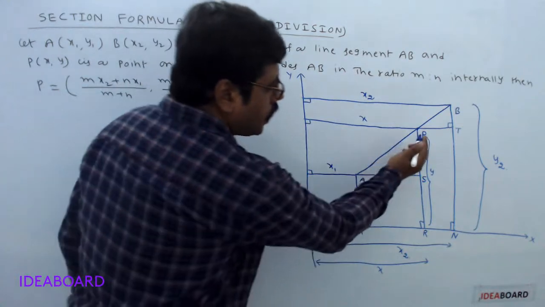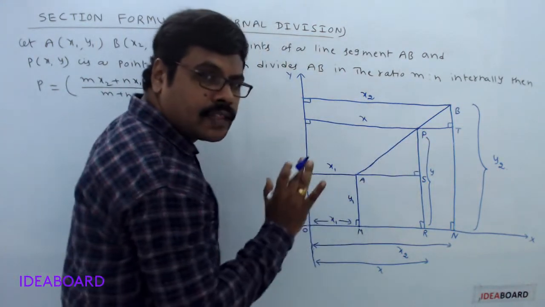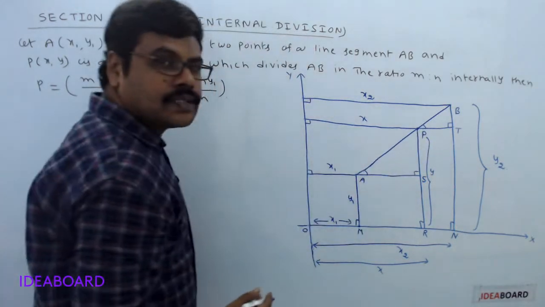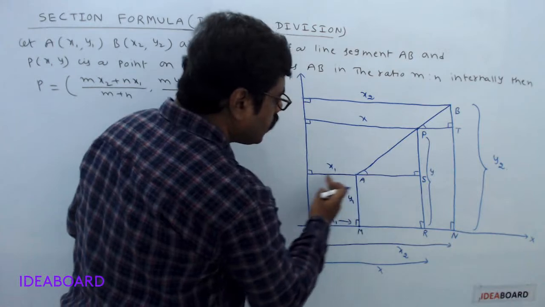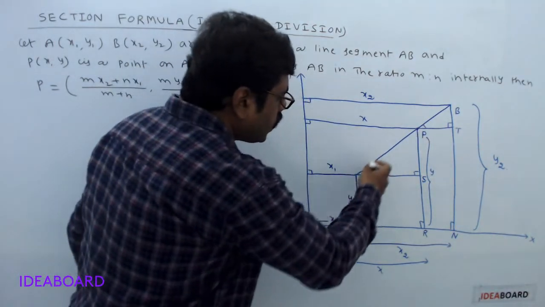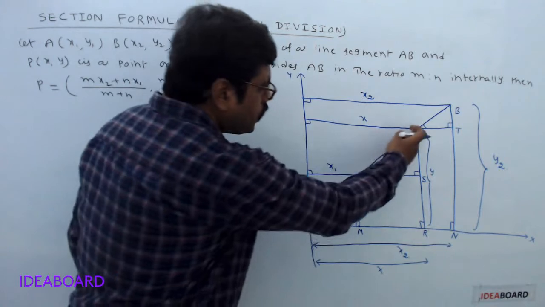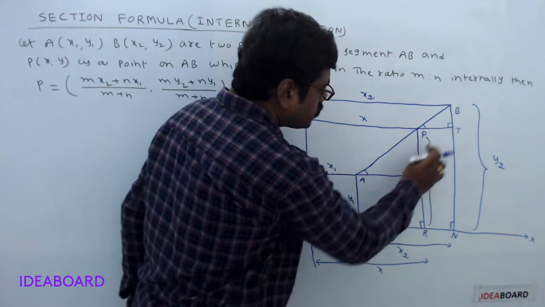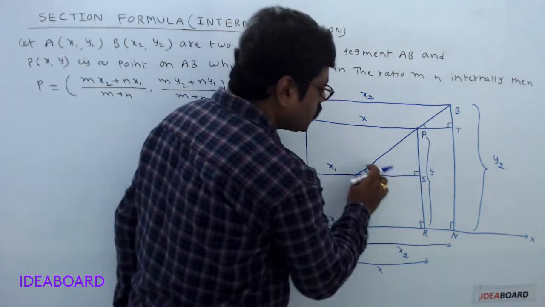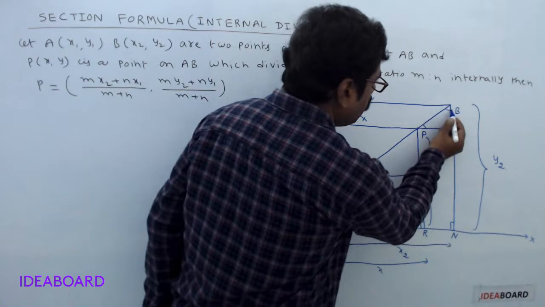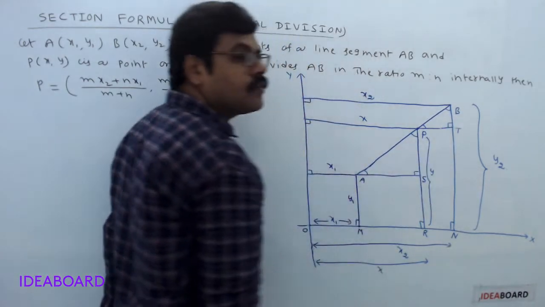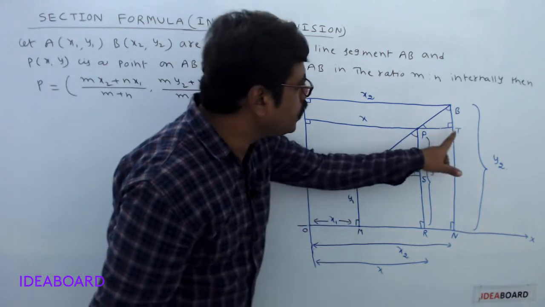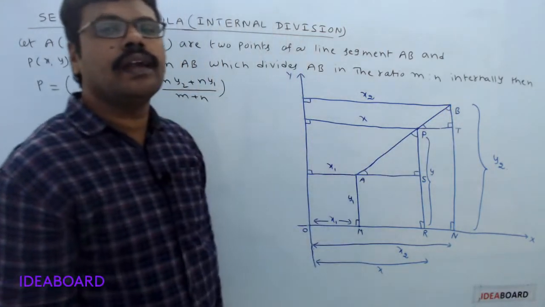We know that in a transversal, corresponding angles are equal. See once again, this line and this line are parallel, so this line acts as a transversal. So these two angles are equal, and automatically this angle and this angle are equal. Now clearly ASP and PTB triangles are similar triangles.